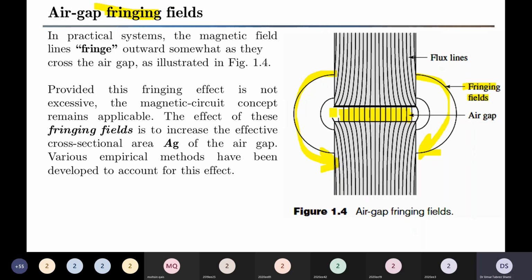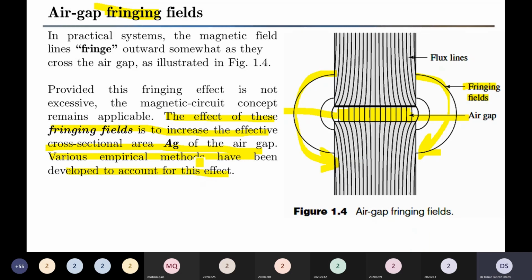due to the fringing. So we can always ignore this, but it is always better to keep in mind that the air gap area is not strictly the area of the core. It will be slightly larger due to the fringing effect. So the effect of these fringing fields is to increase the effective cross-sectional area AG of the air gap. Various empirical methods have been developed to account for this effect. So we can find the effective area, including fringing, using empirical methods.